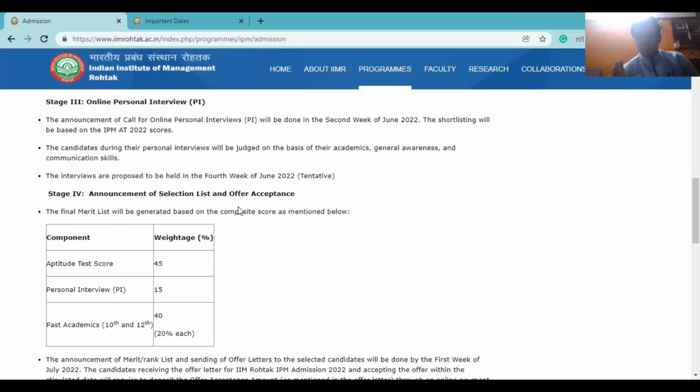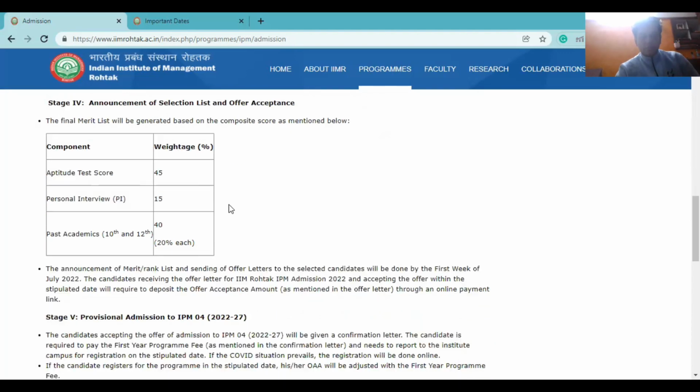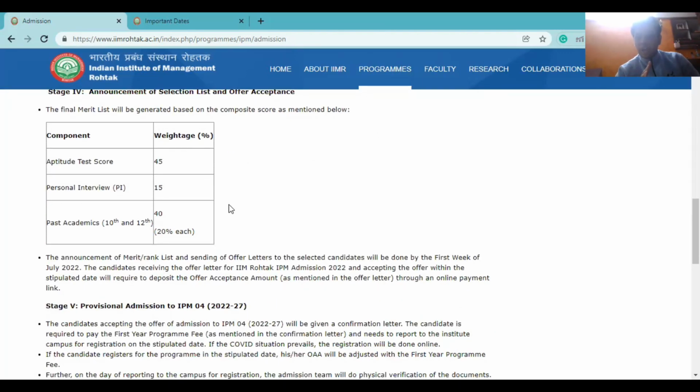And along with that, the personal interview comparatively is very low when it comes to the weightage that has been assigned in calculation of the ATS, which would actually determine your selection. So you can see clearly, if you've got a good percentage in 10th and 12th, you've got a very big advantage, but that's not it. You need to make sure that you score well in the examination as well, right? So this was a very short video about the IPMAT Rohtak 22's procedure.